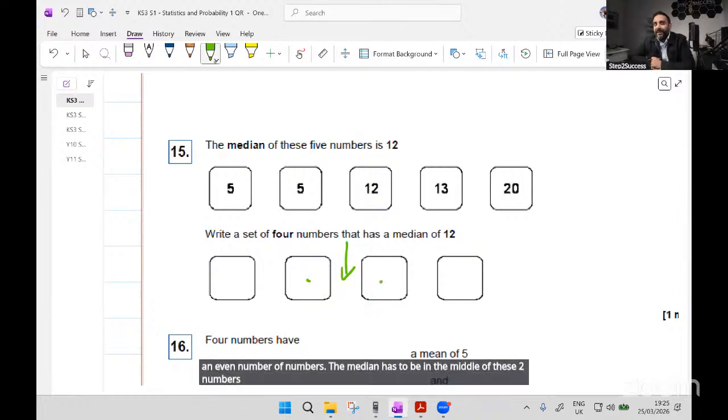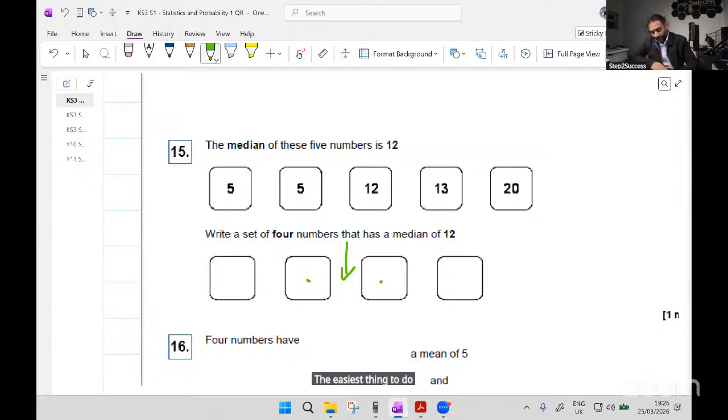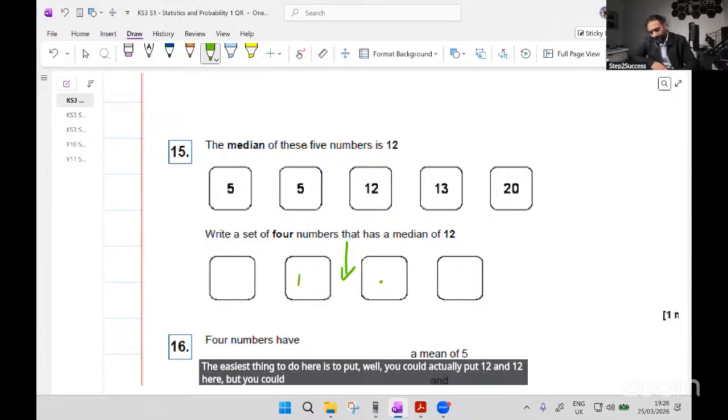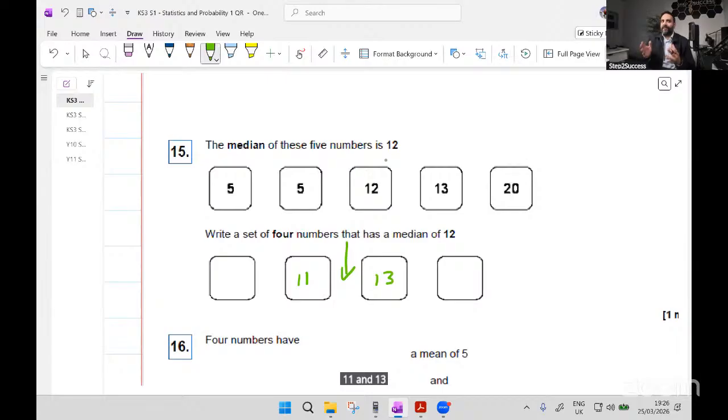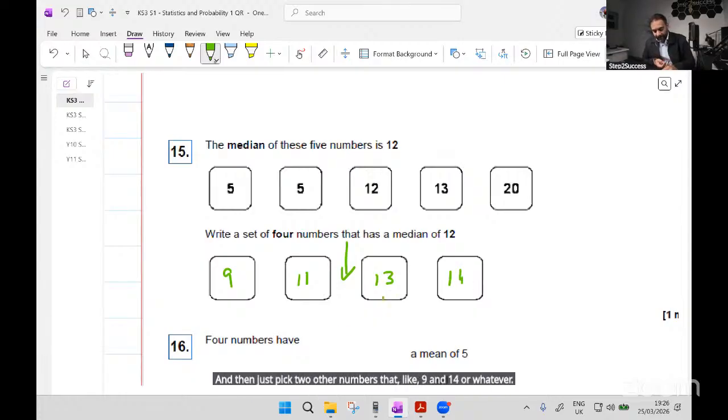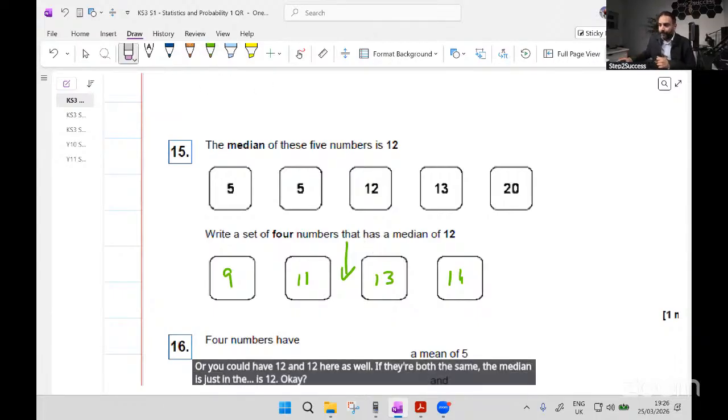So if I need a median to be 12, the easiest thing to do here is to put, well, you could actually put 12 and 12 here, but you could do 11 and 13, because then the middle of 11 and 13 is 12. And then just pick two other numbers like 9 and 14 or whatever. Or you could have 12 and 12 here as well. If they're both the same, the median is just 12. Okay, that would be that.